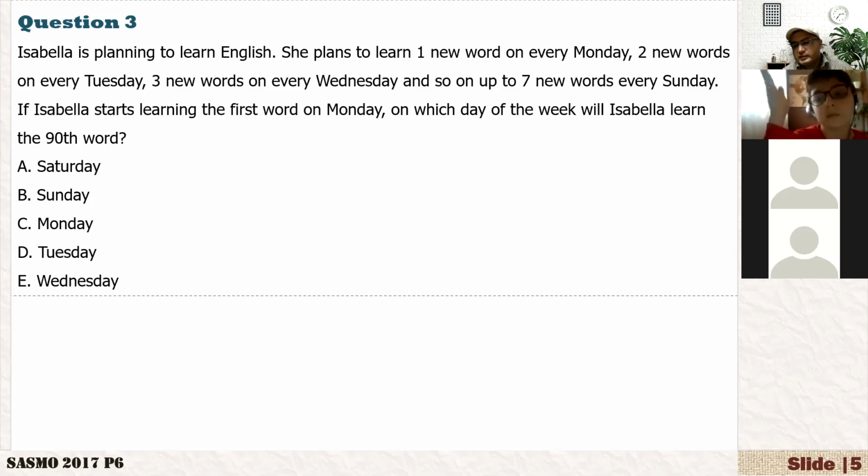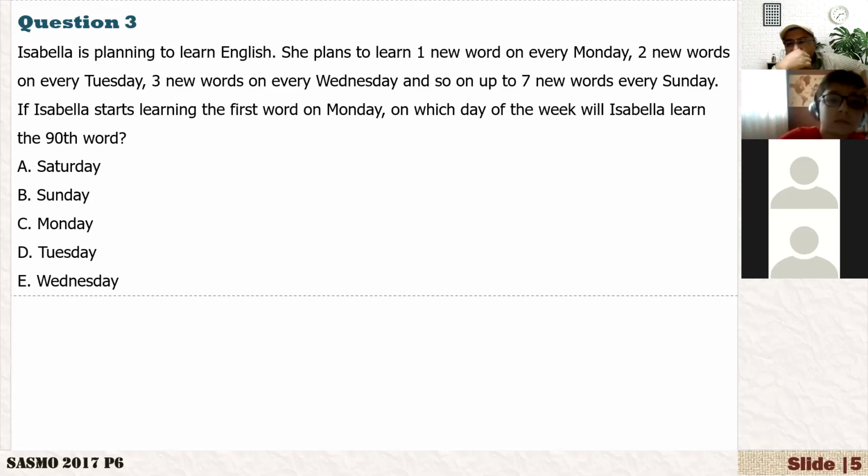Answer. Isabella makes a plan for herself, right? According to her plan, she's going to learn one word on every Monday, 2 words on Tuesday, 3 words on Wednesday, and so on. The question is, if Isabella starts learning the first word on Monday, on which day of the week will Isabella learn the 90th word?